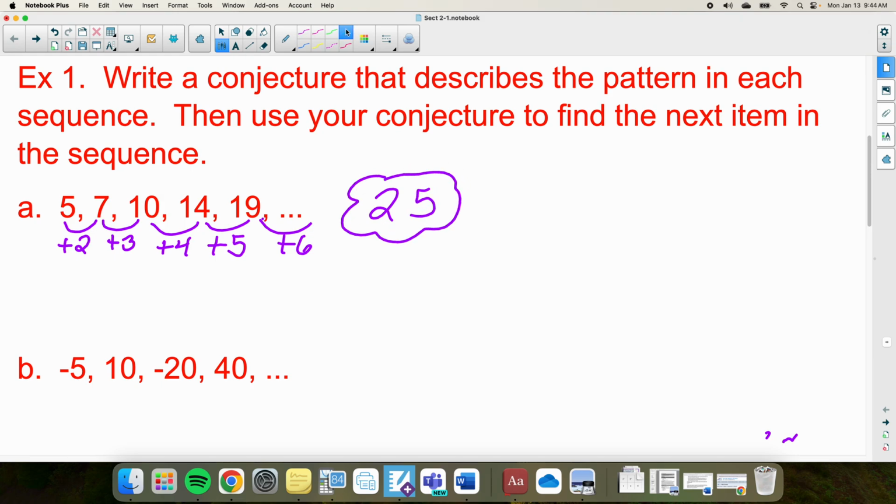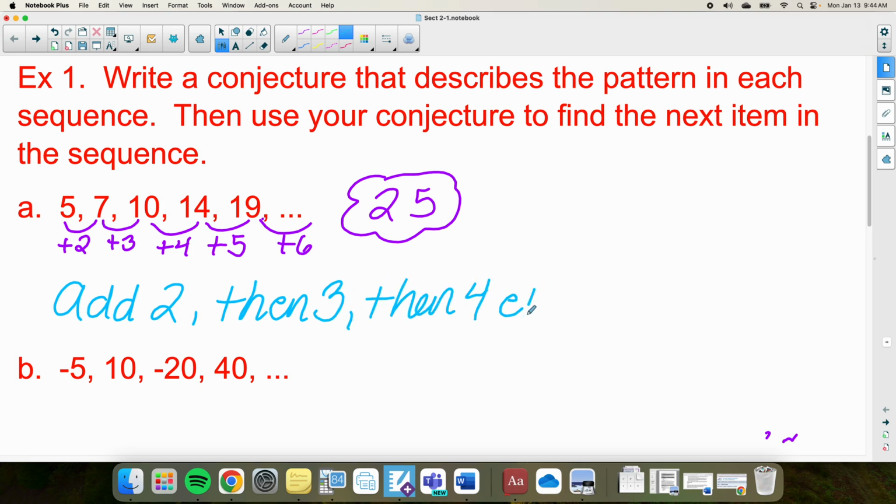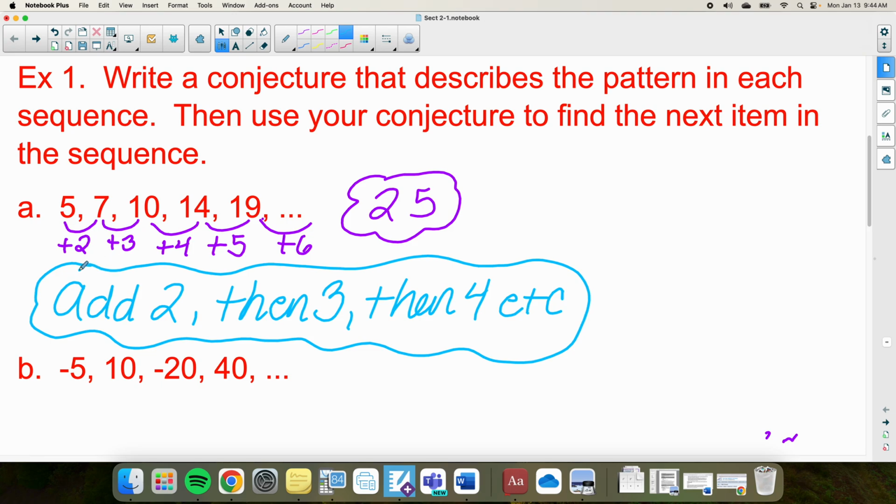And then the next thing that we have to do is kind of explain what happens. Now this isn't a super easy one to explain, so what I have you guys do is just say like add 2, then 3, then 4, etc. So I usually just state what they do in the first 3, and then you can see that pattern. And so this would be the second part, okay?